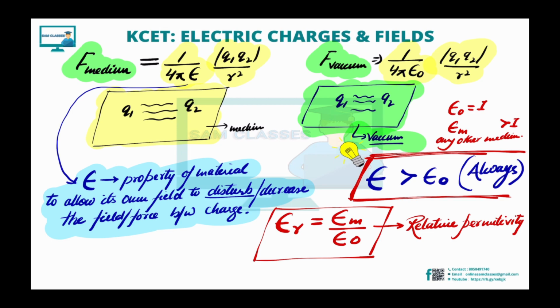Epsilon is nothing but the property of the material to allow its own field to disturb or decrease the force between charges. So the stronger the material, the more strongly it will allow its own field to disturb the charges, and the weaker will be the force. So it is inversely proportional. The stronger the epsilon or the medium we have, the more it will tend to disturb the force between charges.